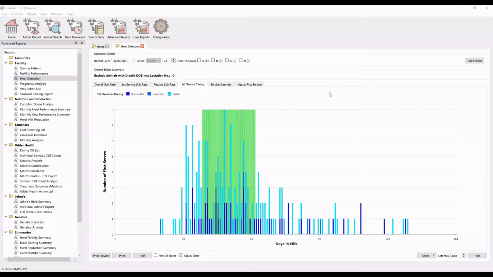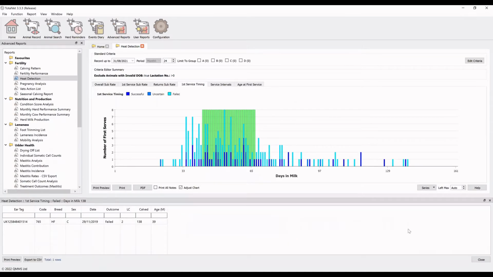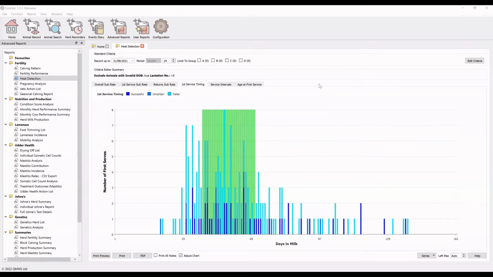The target serve window is shown by this green block. This is defined as the voluntary wait period plus the estrus window length. In this example, that is 42 days plus 21 days, so 42 to 63 days of lactation. We can see that a reasonable number of cows are being served prior to the start of the voluntary wait period, and we've also got some cows that are being served very late in lactation. Again, double-clicking on these bars will give you a list of these cows that are being served at inappropriate times.